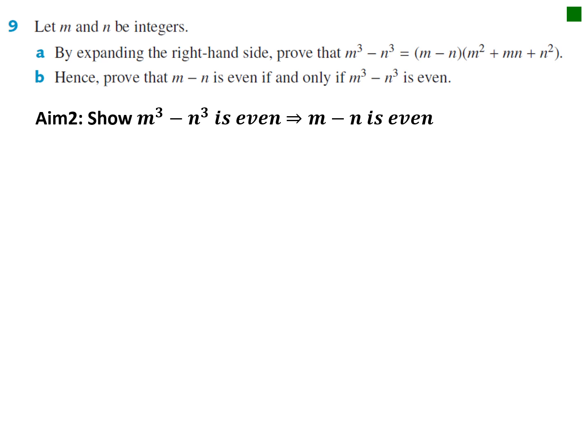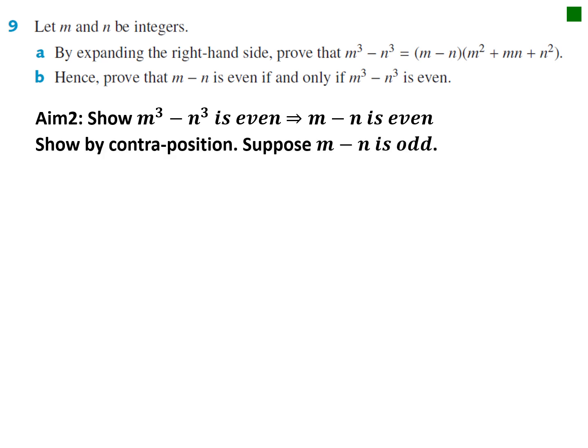Okay, our second aim is to show that the converse is true, that m cubed minus n cubed is even implies m minus n is even. Now, I scratched my head for a while on this one, then I thought, well, why not show it by contraposition? So what we're going to do, in other words, is take the consequent, m minus n is even, and negate it. We're going to suppose m minus n is odd, and then show that that logically implies m cubed minus n cubed must also be odd. And then we've done what we need to do via contraposition, or argument of the contrapositive.